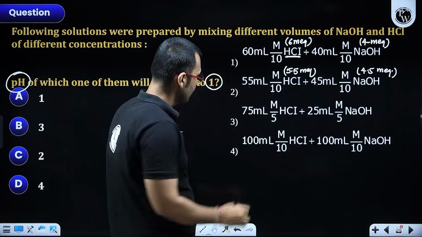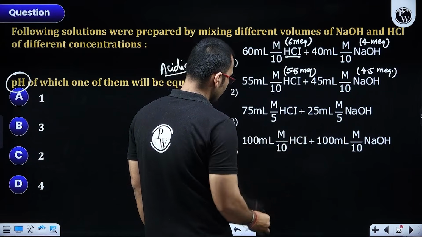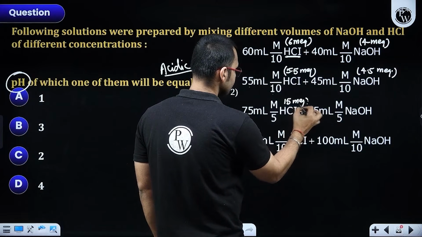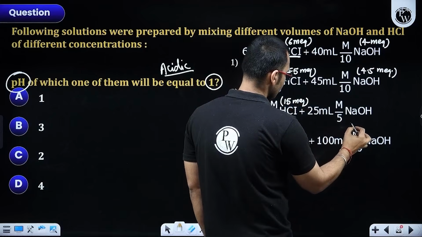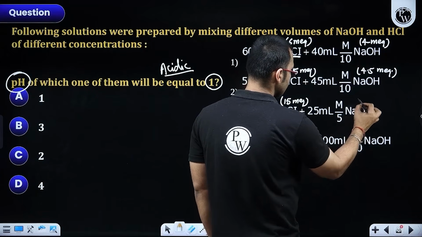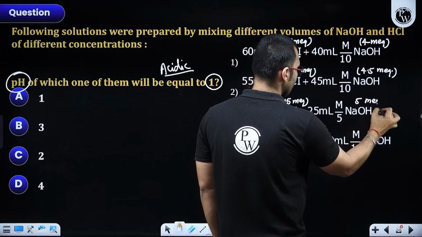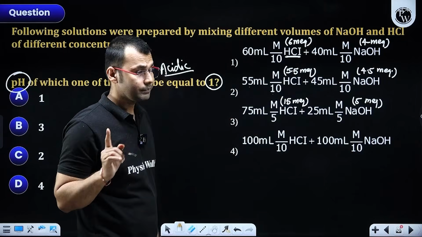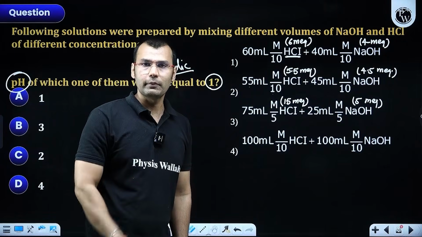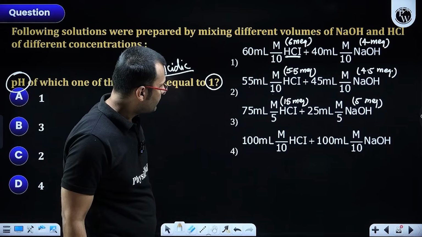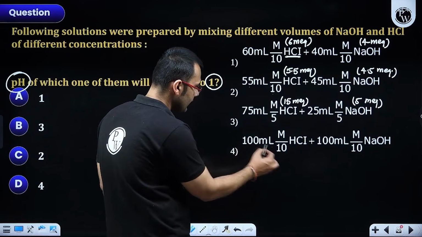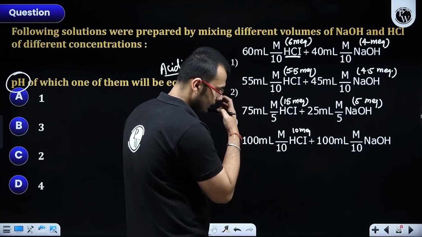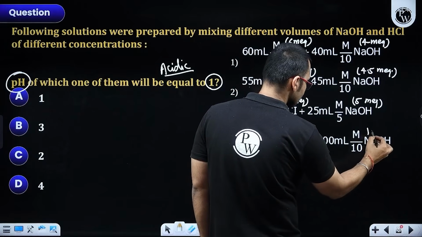In the third case, 75 into 1 by 5 into 1. So it is 15 milli equivalent. And here, 25 into 1 by 5 into 1 is 5 milli equivalent. I hope you are getting that to get milli equivalent, I am using that formula, molarity into n factor into volume in ml. So here also acidic solution is possible. In the last case, 100 into 1 by 10 into 1, it is 10 milli equivalent. And 100 into 1 by 10 into 1, it is 10.